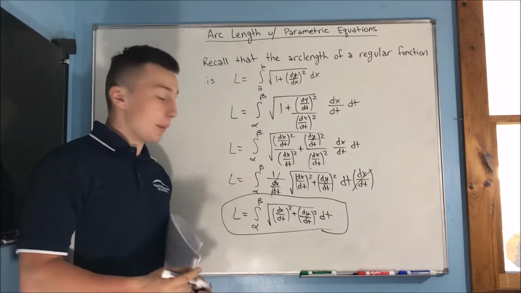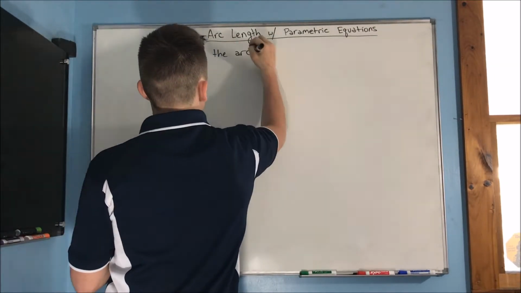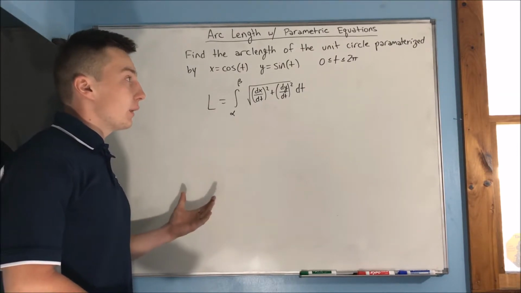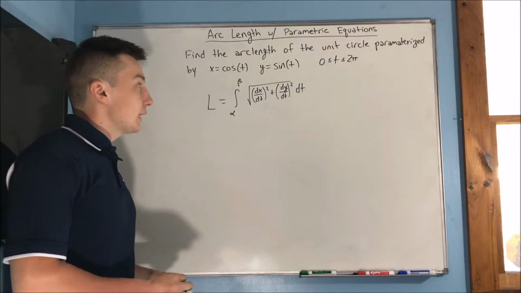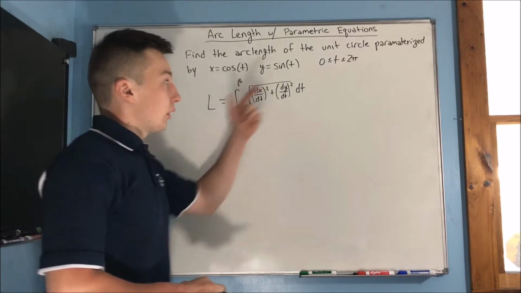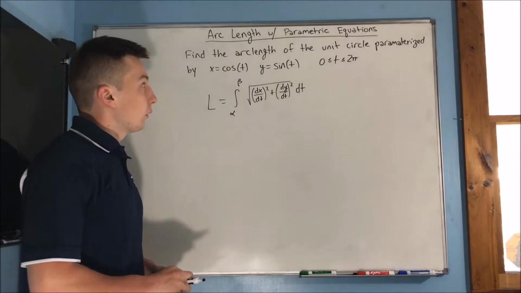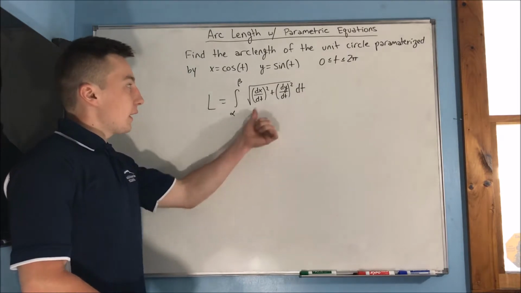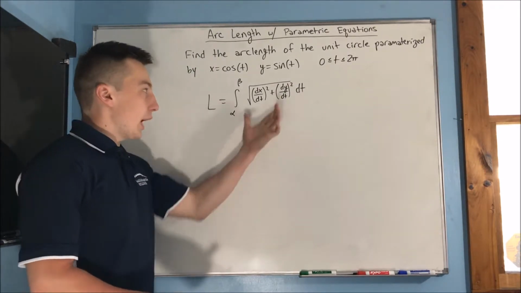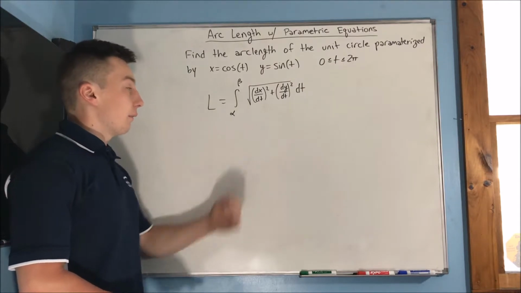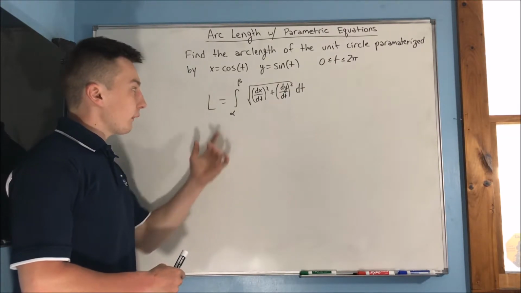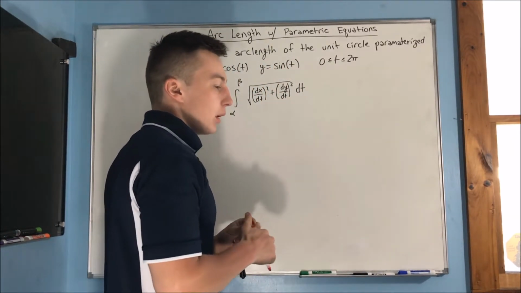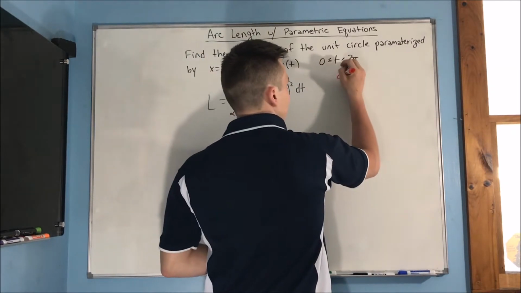Alright, so let's do a quick example using this formula. Here we have our example up on the board. Find the arc length of the unit circle parameterized by x equals cosine t, y equals sine t, on the interval from 0 to 2 pi. We have our formula up here, and there's two things that we need to find: dx/dt and dy/dt, which we can put into our integrand and simplify. And of course we also need our bounds, but that's given to us right in the problem, 0 to 2 pi.